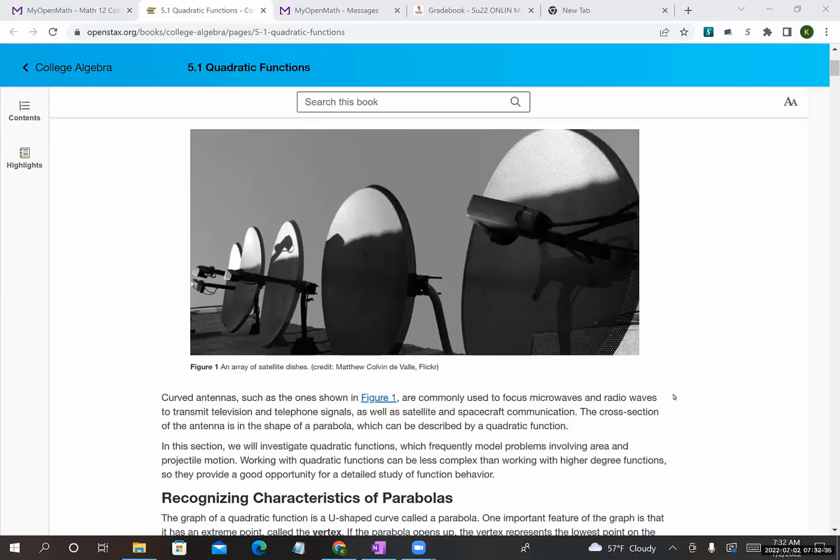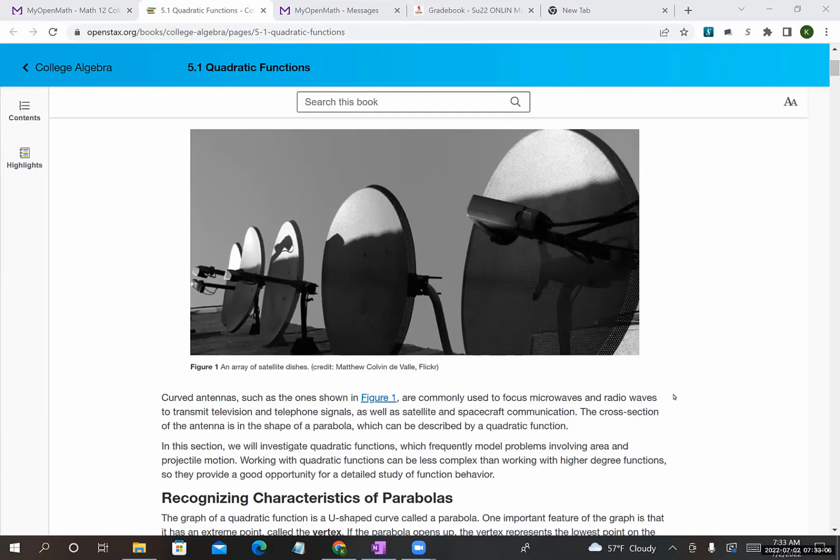Hello everyone. In this lesson video, we're going to talk about quadratic functions, which is the type of function that you have seen before in this class. In the textbook, you can see this introduction paragraph about quadratic functions. One of the applications that it talks about is the curved antenna, such as the one that I show here.